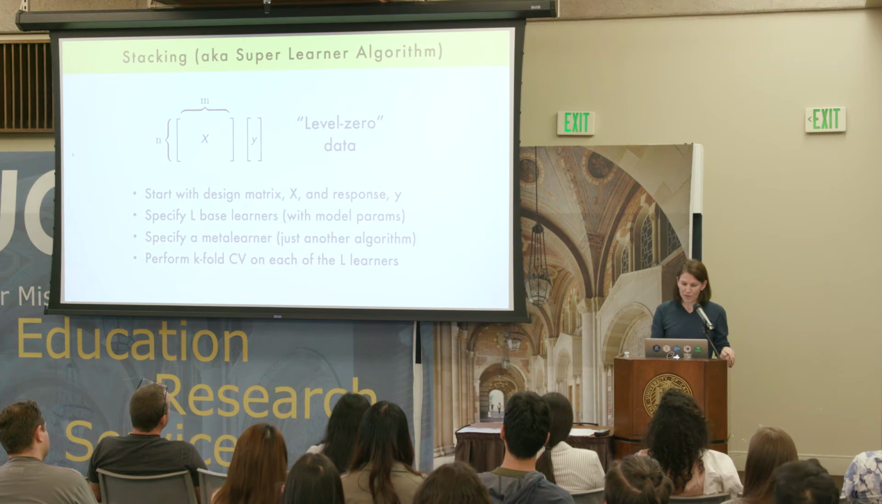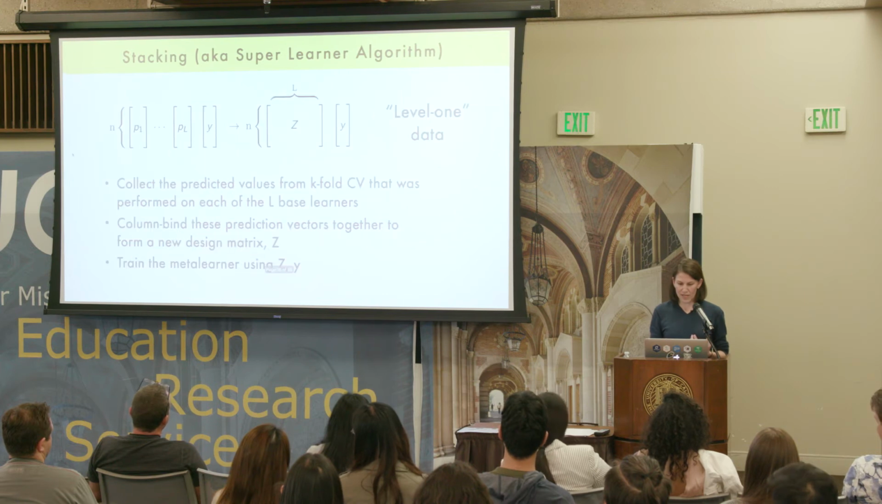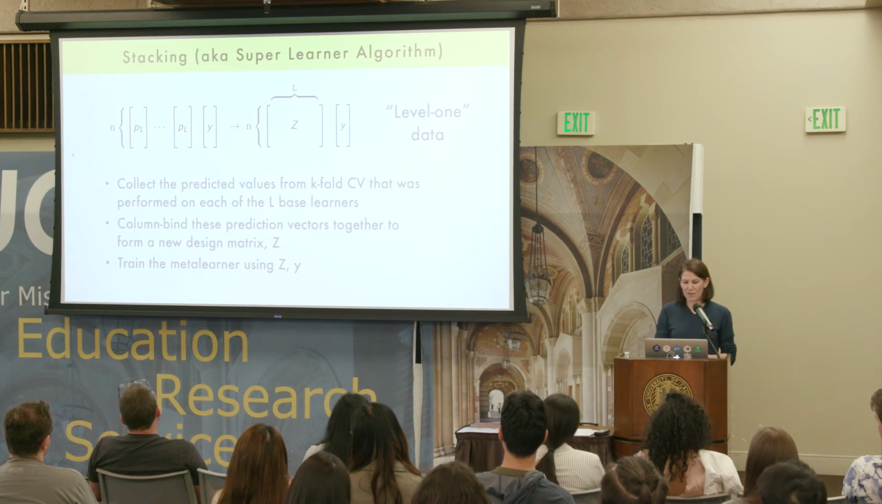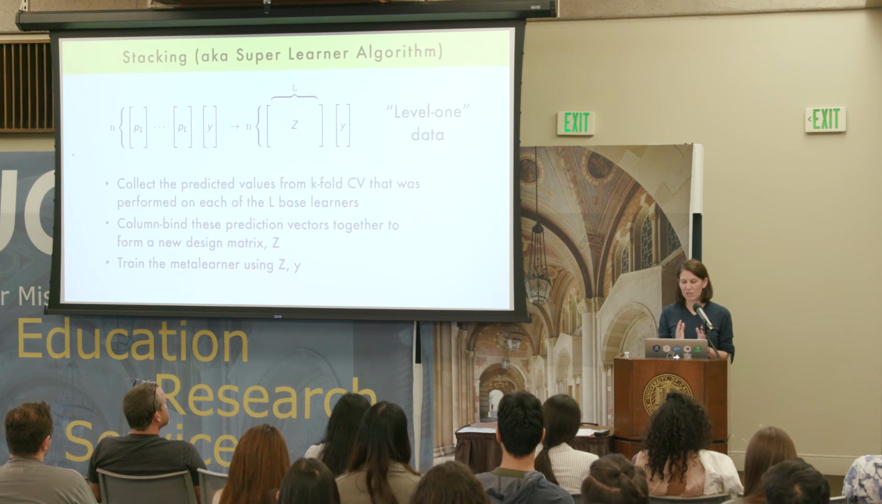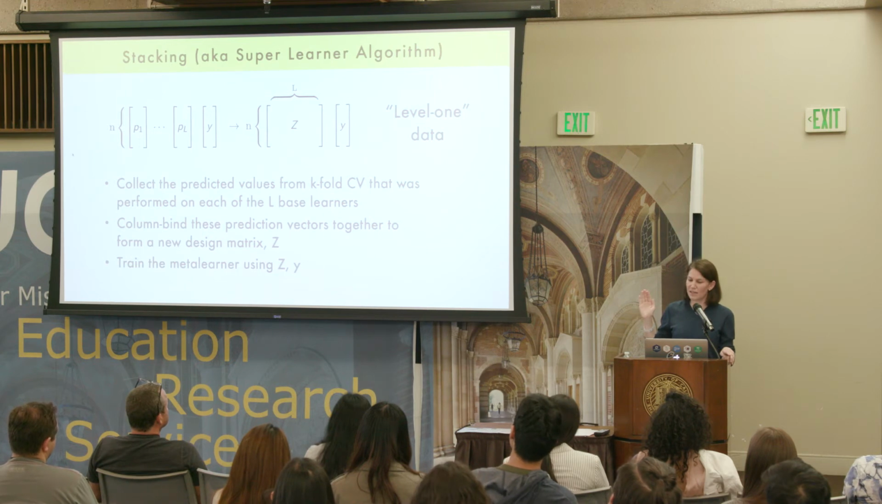And then once you do cross-validation, one of the artifacts that you get from that is a column of cross-validated predicted values. So each algorithm, let's say you have L, in this case we named 4 algorithms, so we get 4 columns of cross-validated predicted values. And then we combine those into a new matrix. The dimension of that is still going to be n, the number of training samples, and in this case it would be 4 columns. And that's what they call the level 1 data.